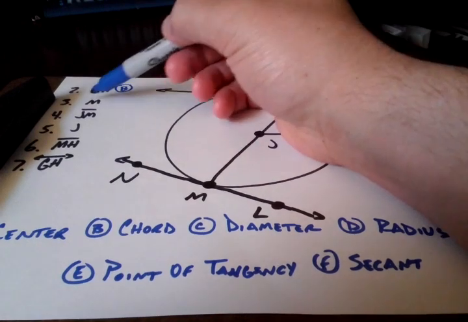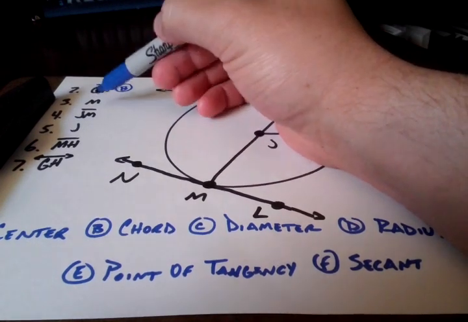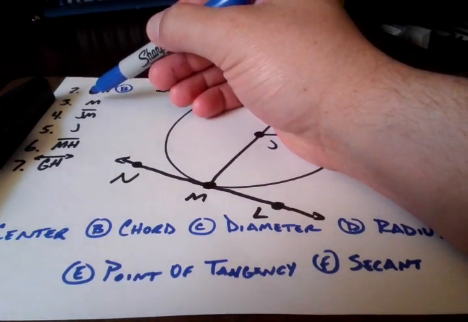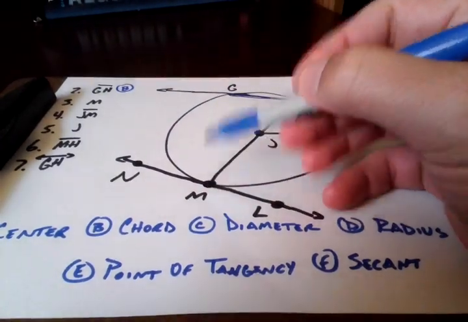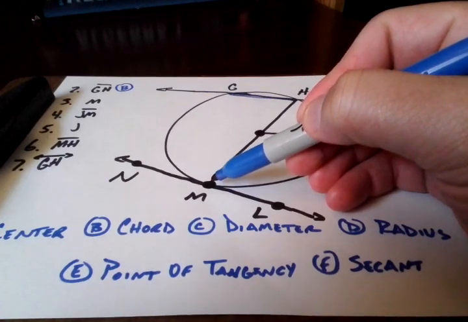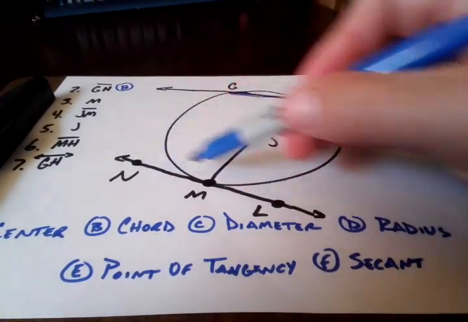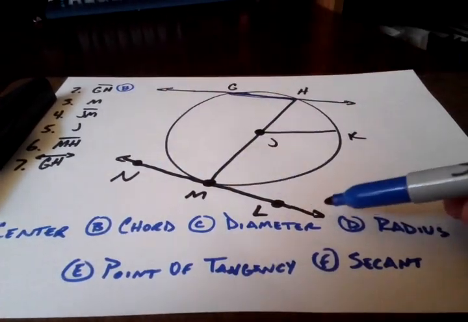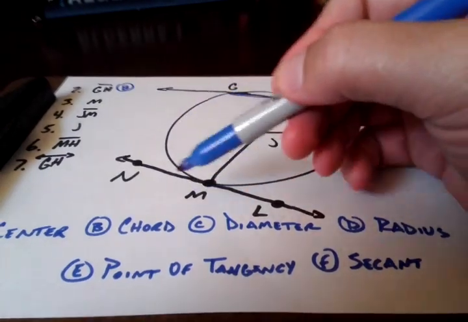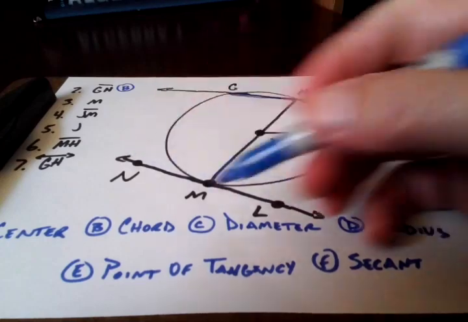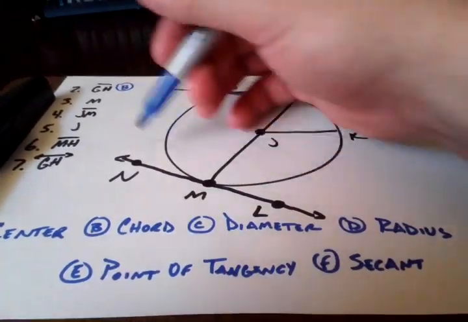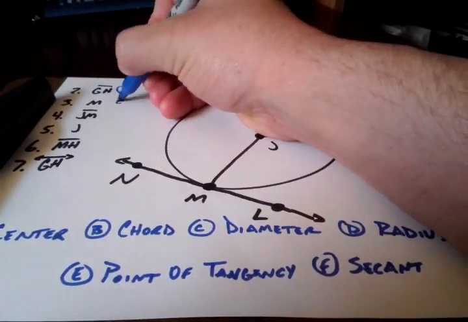Number 3 is just a point. We know that because points are written with one letter. So M, let's go find M. M is a point on the circle. It's the point where this line NL is touching the circle. So M is the point of tangency for this line NL. We'll call this letter E.